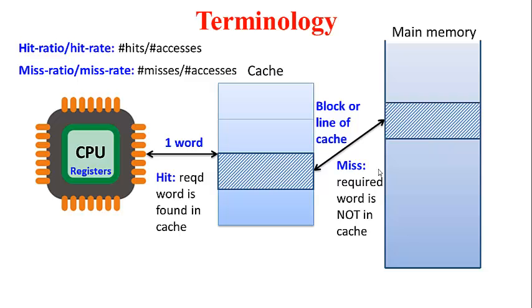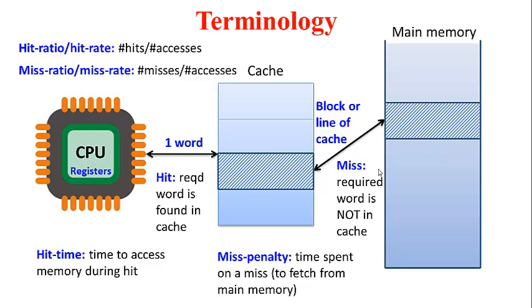Hit ratio and miss ratio are two cache performance related terms. Two other cache performance related terms are the hit time and the miss penalty. The hit time is nothing but the time taken to access memory during a cache hit. In other words, this is the time taken to access the cache itself by the processor. Miss penalty, on the other hand, is the time spent during a cache miss. And as I said, typically this miss penalty will involve time to fetch a block of cache from the main memory.